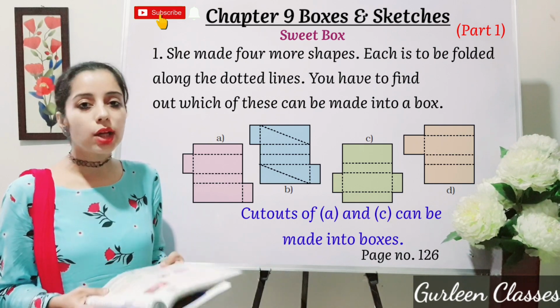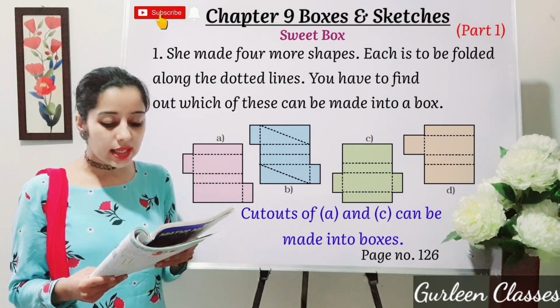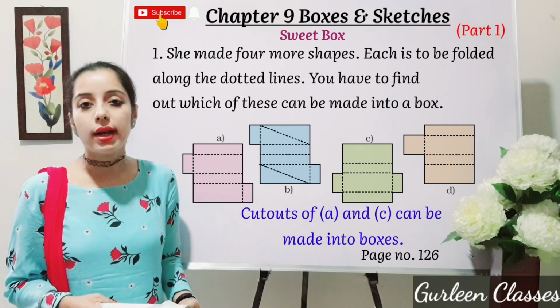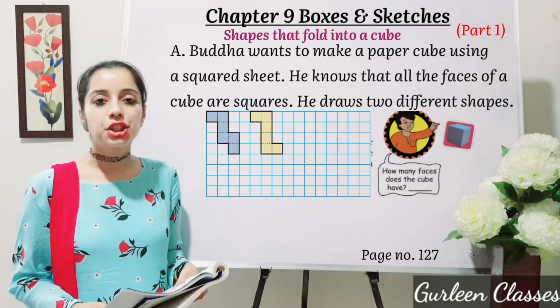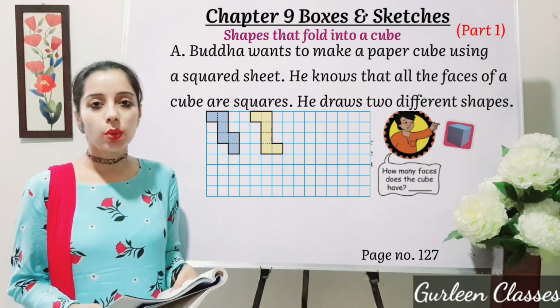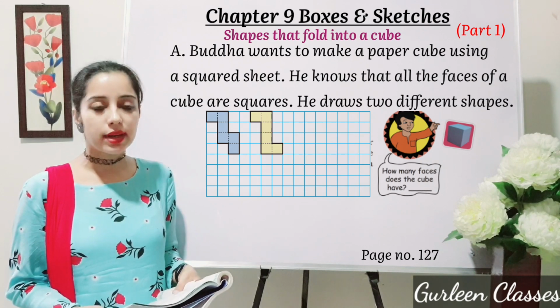So you can see in your books these 4 shapes. They are saying now let us see which shape can be folded to make into a box. Next topic, shapes that fold into a cube. This topic is there in your book, page number 127.